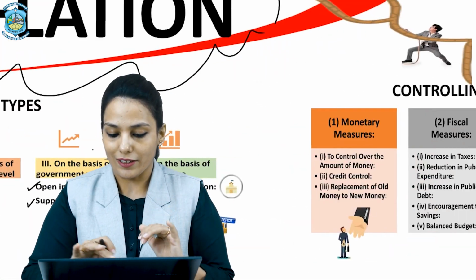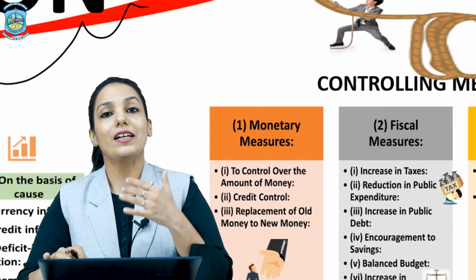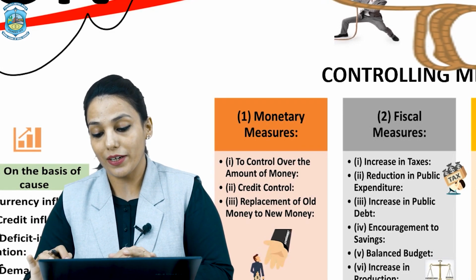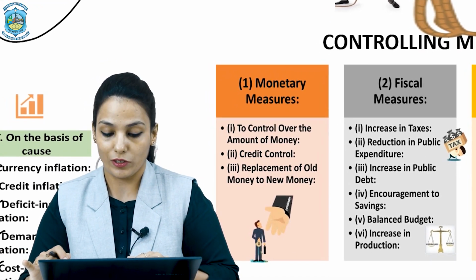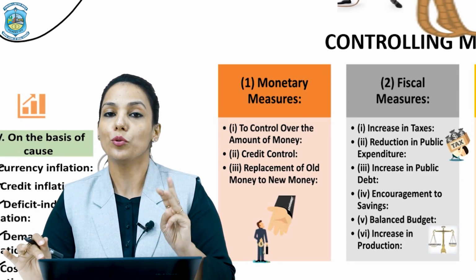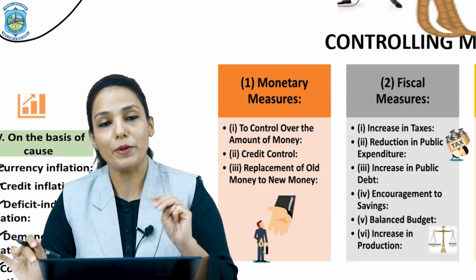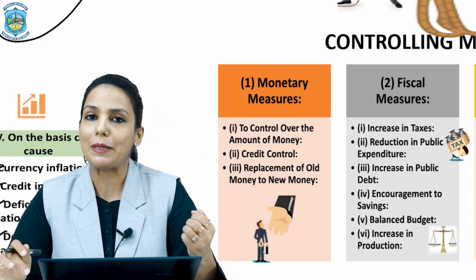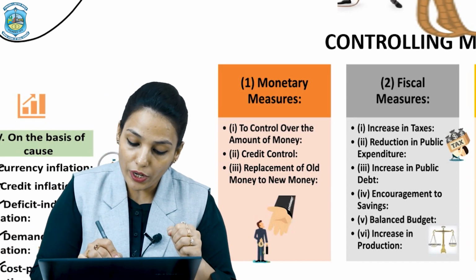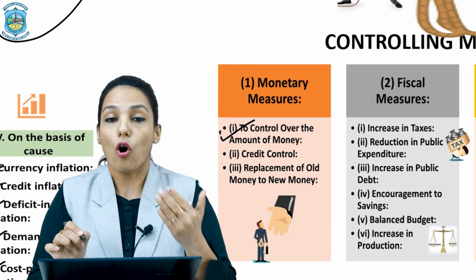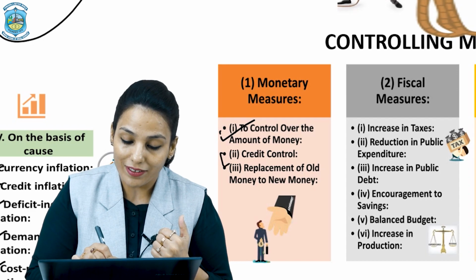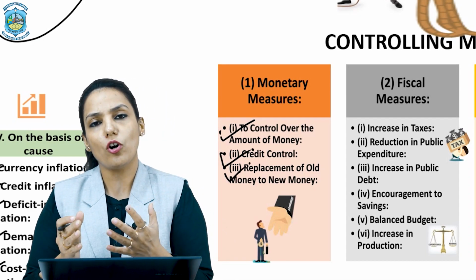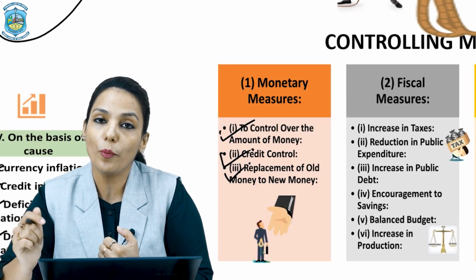Now, last, if inflation occurs, what are the methods that are adopted by the government to control this? These methods can be categorized into three: monetary measures, fiscal measures and other measures. Monetary measures include the methods adopted by the government to control the amount of money or to control credit in the economy, and thirdly, replacement of old money with new money.